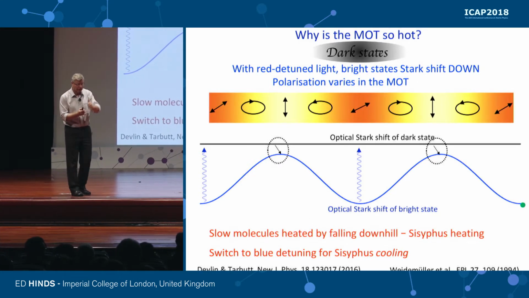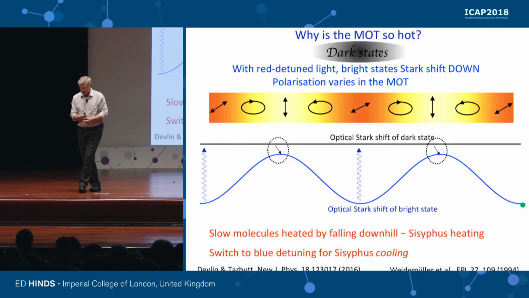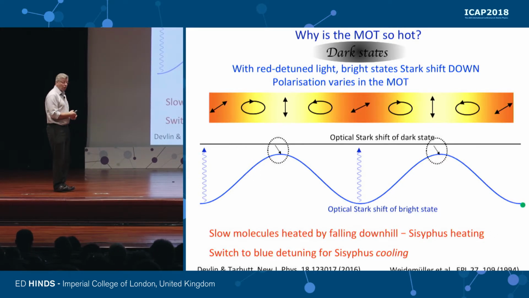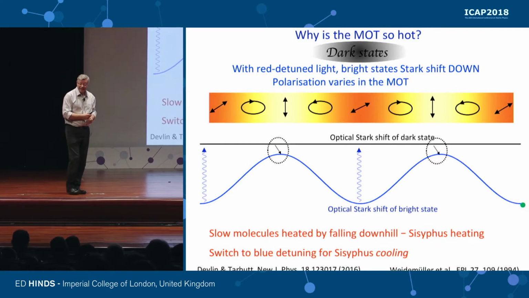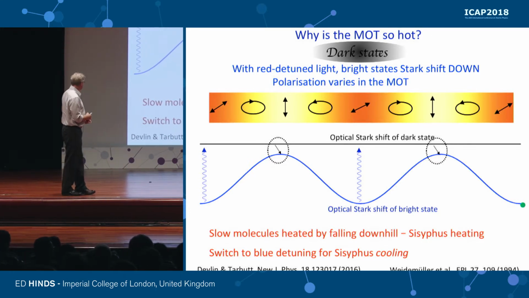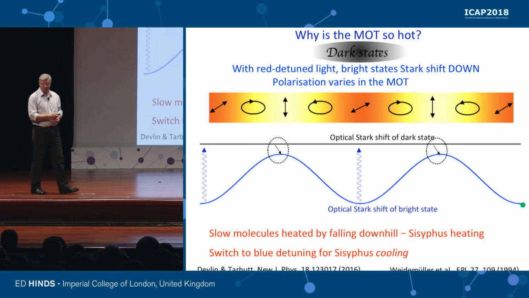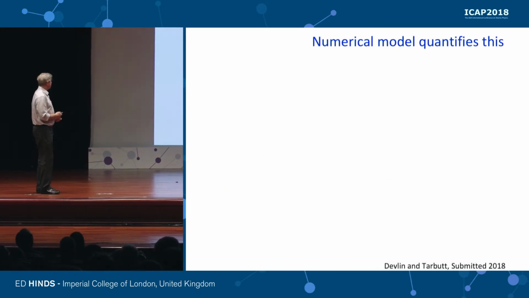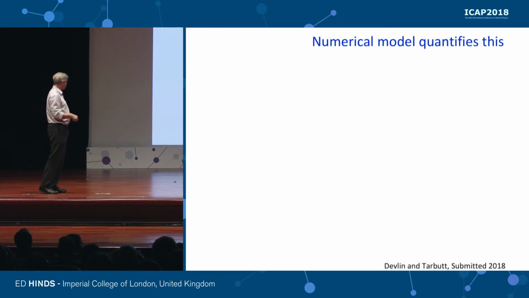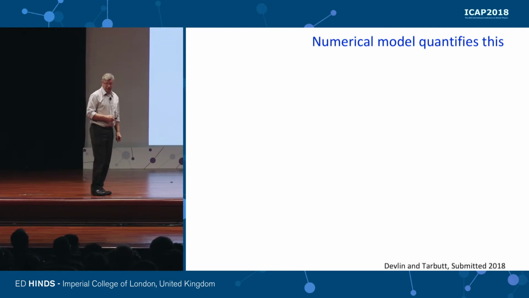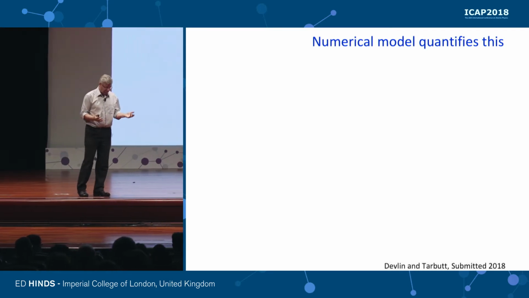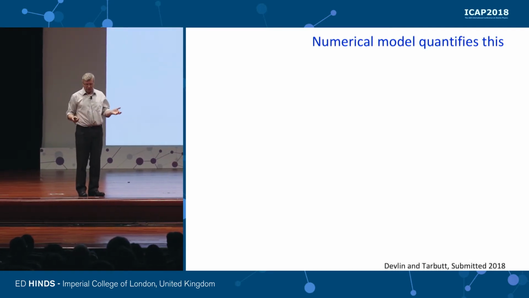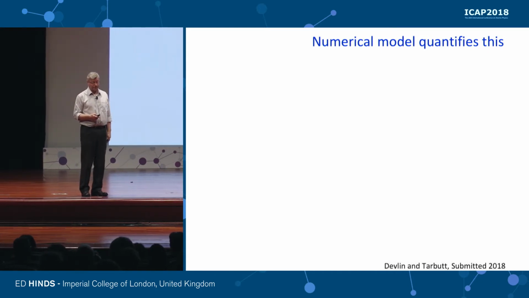5 minutes? Okay. With red detuning, for slow molecules, we have Sisyphus heating. But we now understand that we can fix that problem by switching to blue detuning. Let me just show you a very nice numerical model that was recently made by Jack Devlin and Mike Tarbutt. It's not published yet, but it's an attempt to make a full three-dimensional model of everything that's going on in this system, including all the coherences and so on.